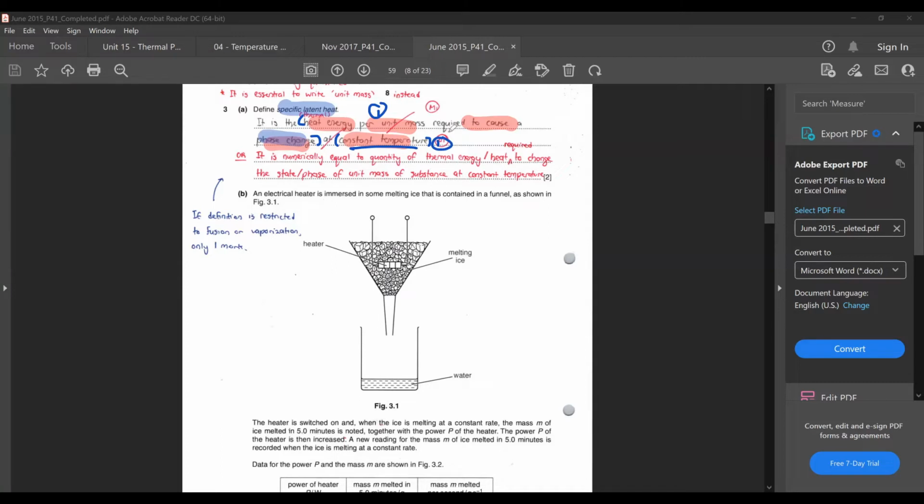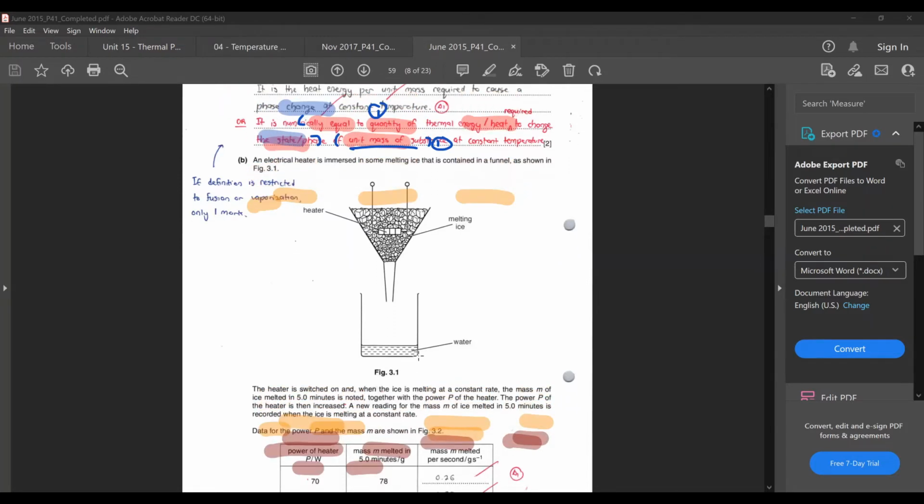In part B, we mentioned that an electrical heater is immersed in some melting ice that is contained inside a funnel as shown in the figure. The heater is switched on, and when the ice is melting at a constant rate, the mass M of ice melted in 5 minutes is noted together with the power of the heater. The power P of the heater is then increased. A new reading for the mass M of ice melted in 5 minutes is recorded when ice is melting at a constant rate. So data for the power P and mass collected are given in the table below.